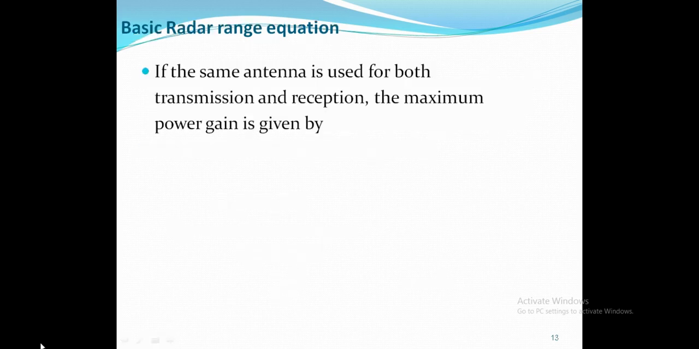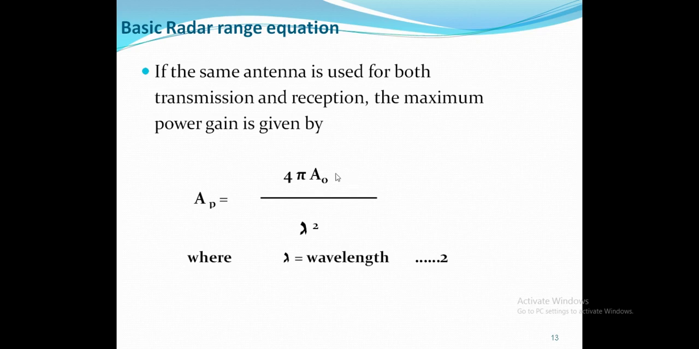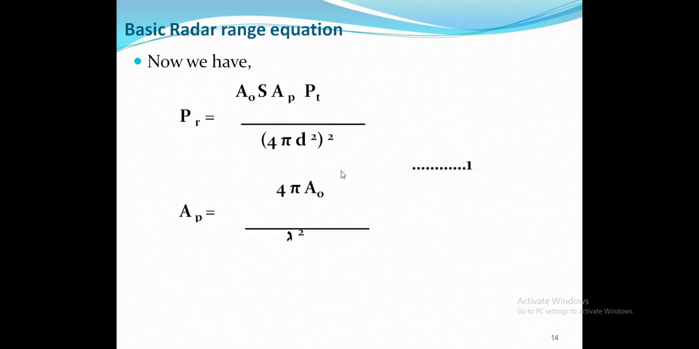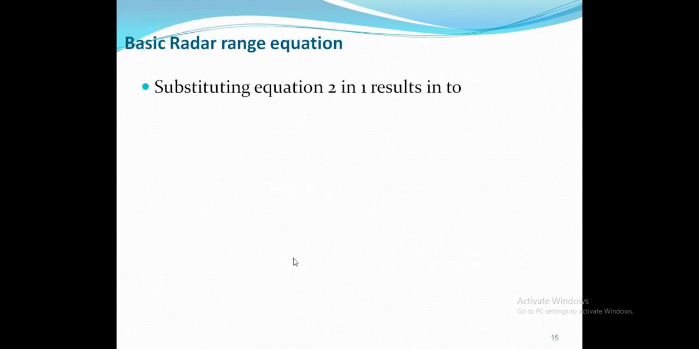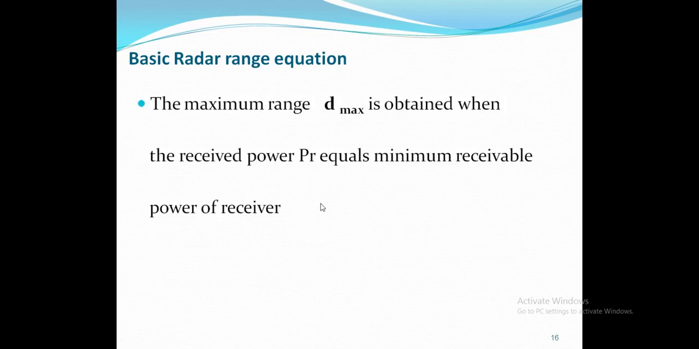If the same antenna is used for both transmission and reception, the maximum power gain is given by 4 pi A0 by lambda square. Here lambda is the wavelength, and we already have PR is equals to A0 S AD PT by 4 pi d square whole square. Here we apply AD is equals to 4 pi into A0 by lambda square. Substituting in that equation we get PR is equals to PT A0 square S by 4 pi d to the power of 4 lambda square.